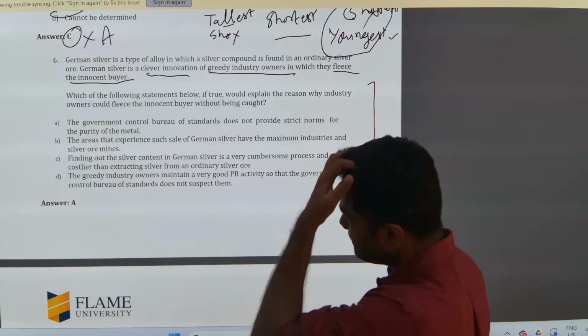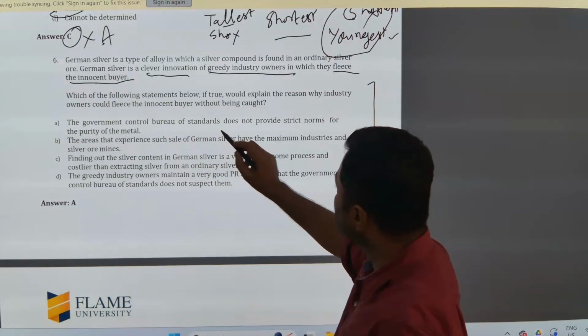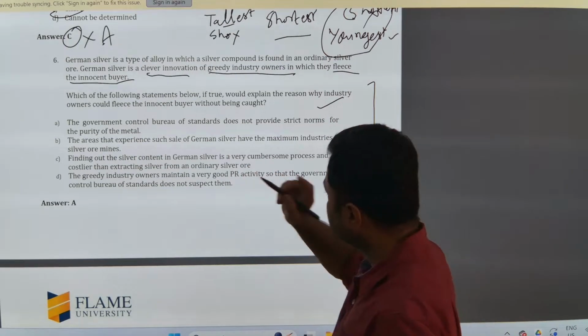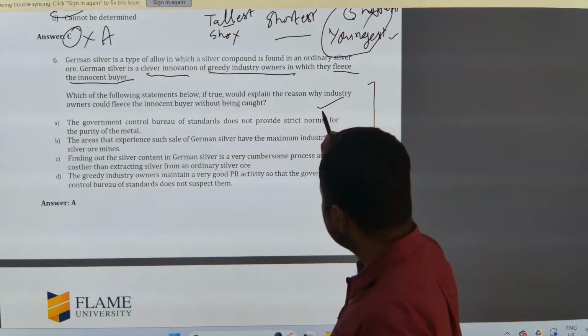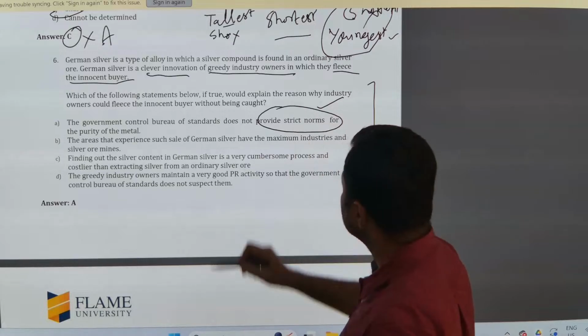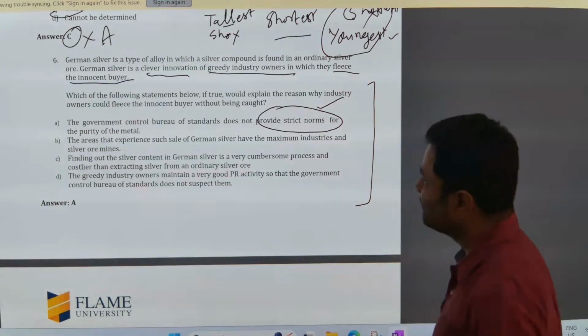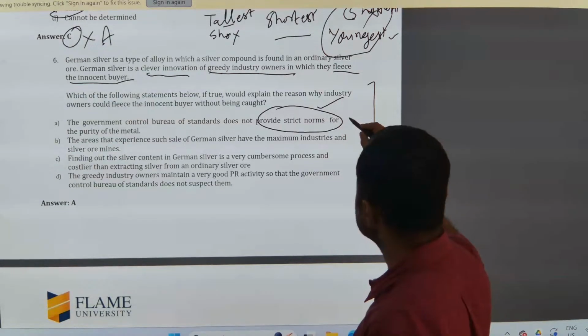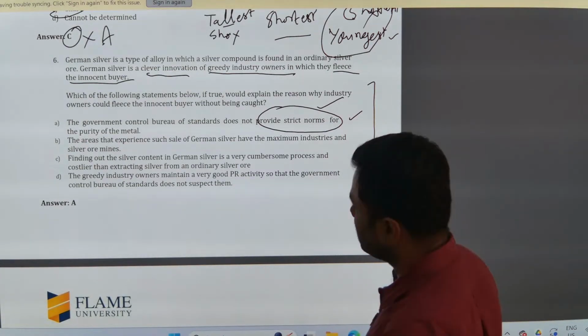So let us see. Government Control Bureau of Standard does not provide strict norms for the purity of the metal. So as we just discussed, probably the laws are not there. So if there are no laws, that means they can easily fleece the customer. So this seems to be the correct answer.